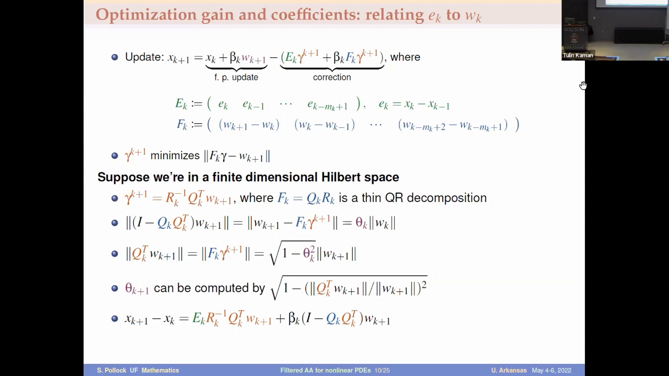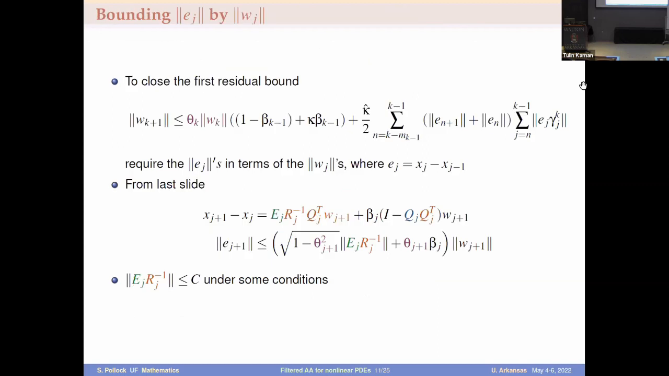So just plugging in the QR factors to the update here, we get this bottom line over here. All right, so just a reminder, our goal is to close this first residual bound, which means we want to write these E's in terms of the W's.